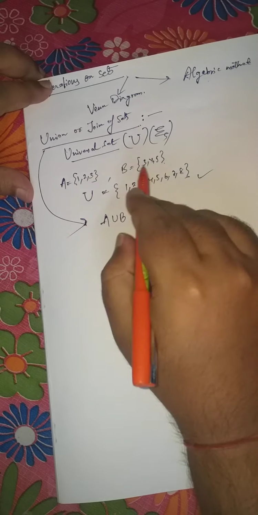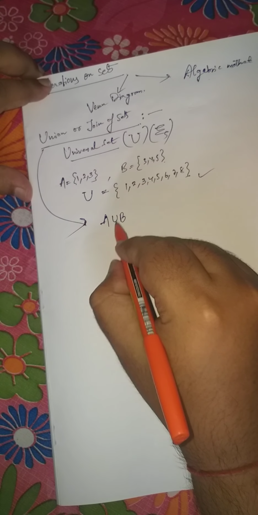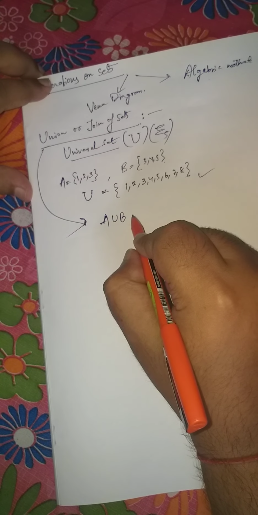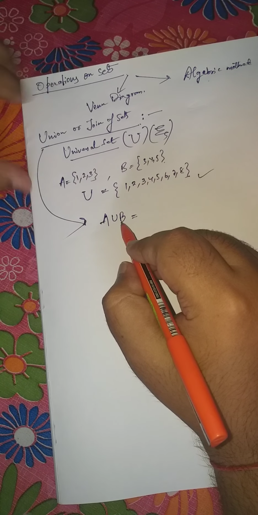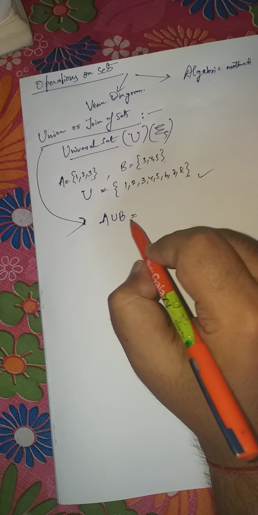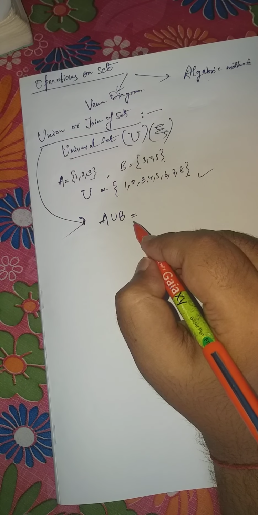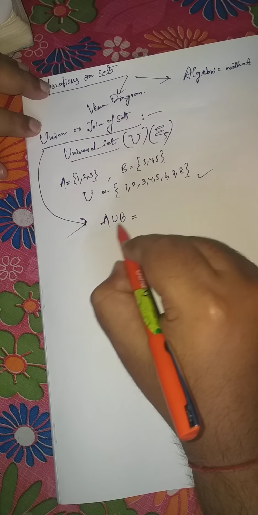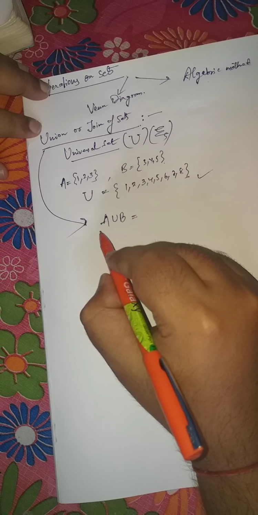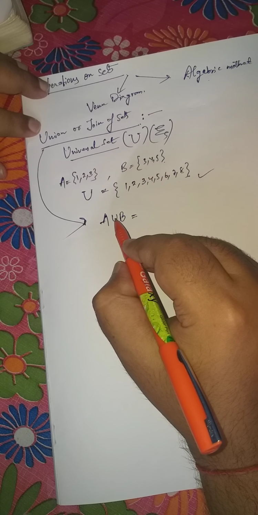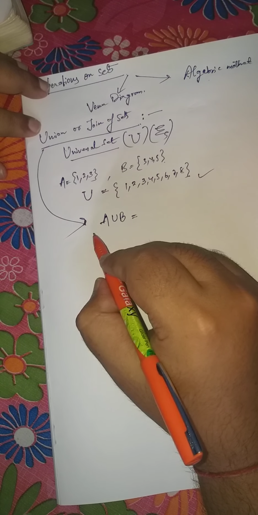And what you want is the union of these two sets. The symbol of union is ∪. Like this you write A ∪ B. Write down the definition, I am saying it, you just copy it. The union or join of two sets A and B, written as A ∪ B, is the set of all elements which belong either to A or to B or to both A and B.